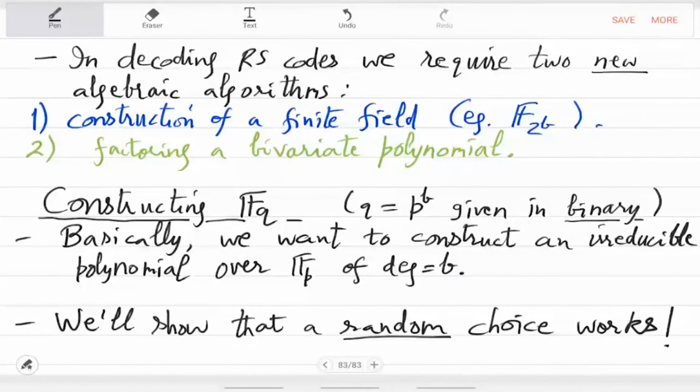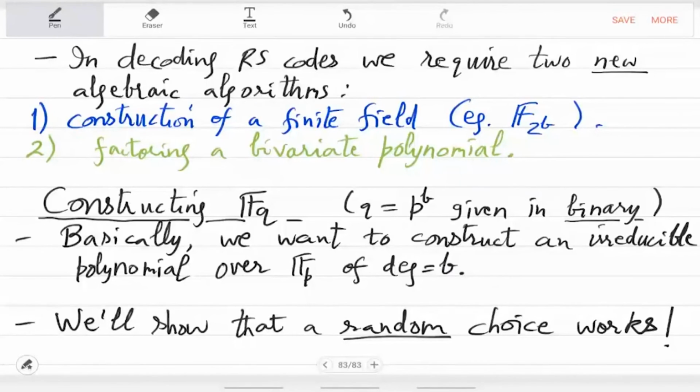So random choice will work only if the density of irreducibles is quite high in this space of polynomials, right? So this is basically counting the number of irreducible polynomials. So we'll estimate the number of irreducible polynomials of degree b over F_p.